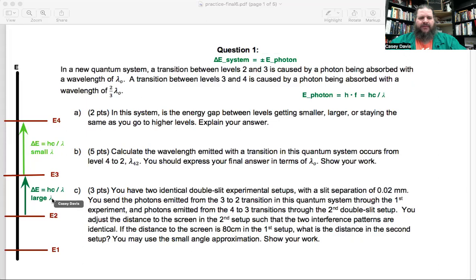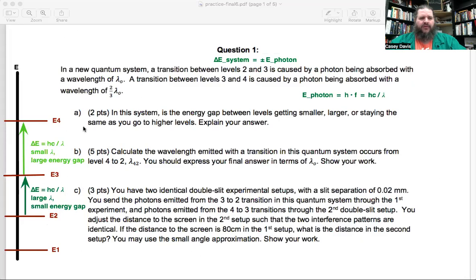A larger wavelength would lead to what? A smaller change in E. Right. A large wavelength corresponds to only a little bit of energy per photon, and therefore a smaller energy gap. Whereas a smaller wavelength corresponds to a larger energy per photon, and therefore a larger energy gap. So it looks like from 2 to 3 is a smaller energy gap, from 3 to 4 is a larger energy gap.